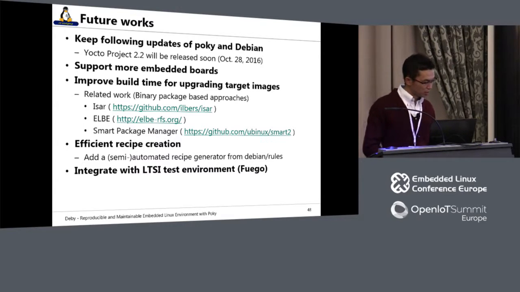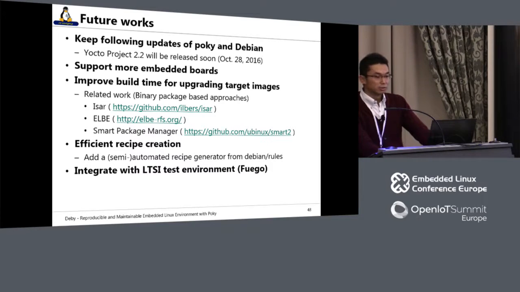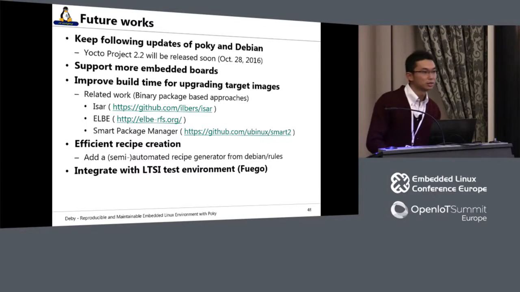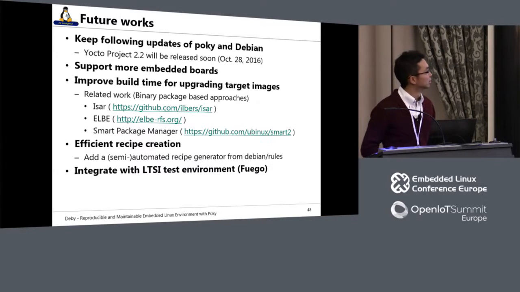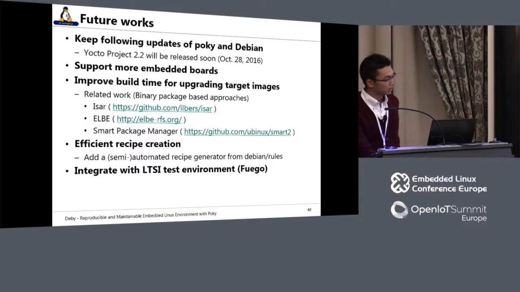And the second one is Elbe, which also generates the Linux image based on the Debian binary packages. And all the specification of the root file system is described in an XML file. So it's very interesting and easy to trace. And the last one is Smart Package Manager. This provides a tool to install and uninstall pre-built packages built by bitbake without rebuilding a lot of packages.